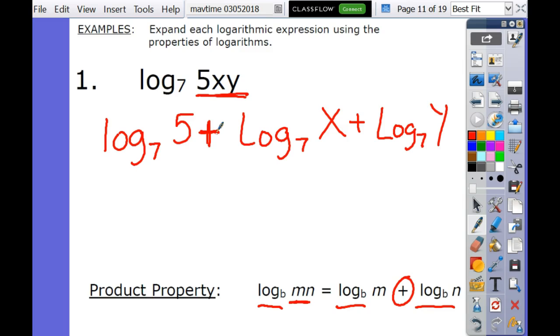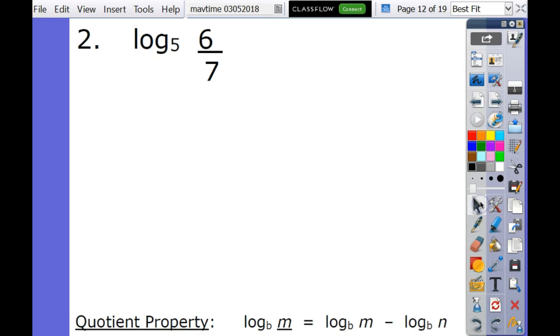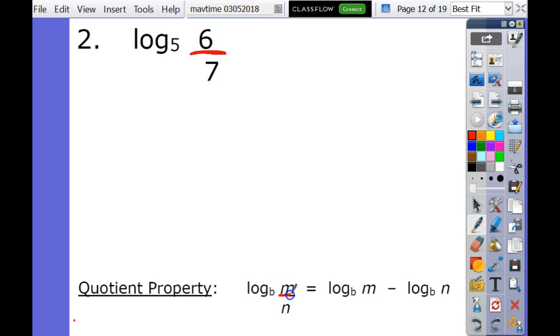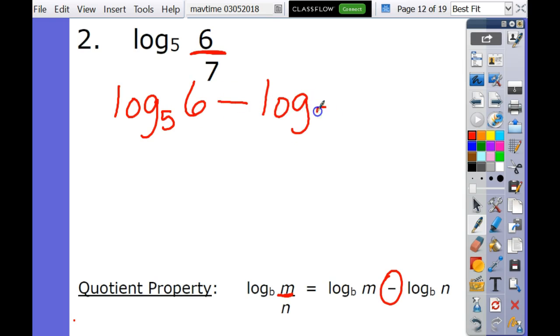Where does the product rule come from? I will let you think about the answer to that question. When you are thinking about the answer to that question, think about the exponent rules. Right here, these numbers are divided. Another name for division is quotient. So I will use the quotient property. For the quotient property, division changes to subtraction. Now it is expanded. All I'm doing is applying the rule.